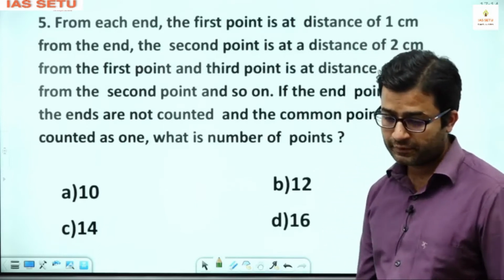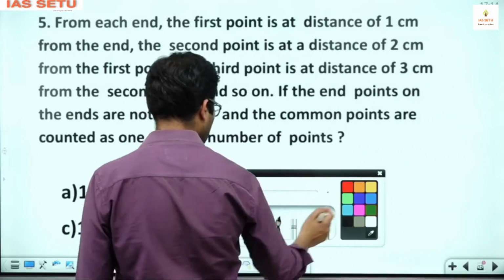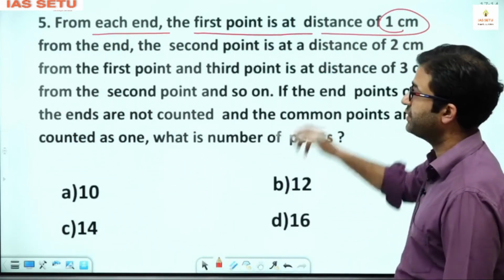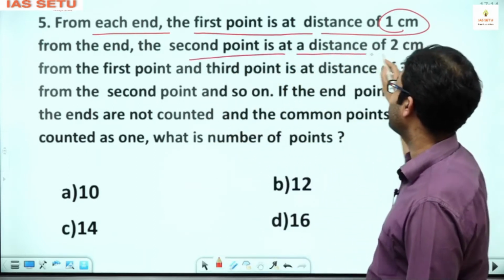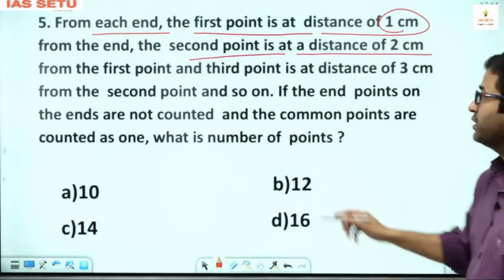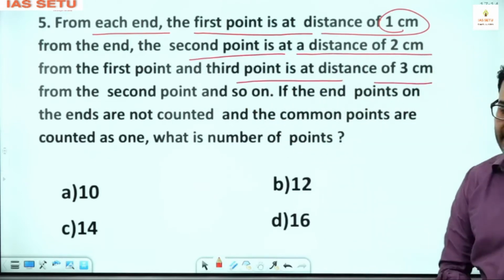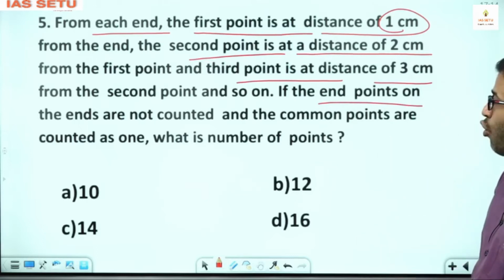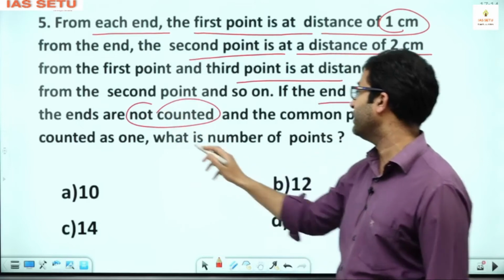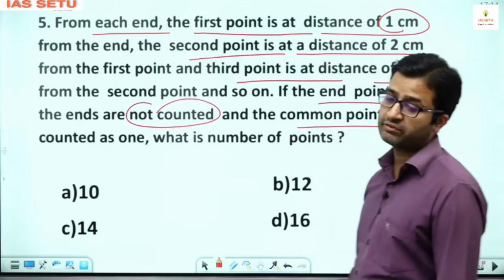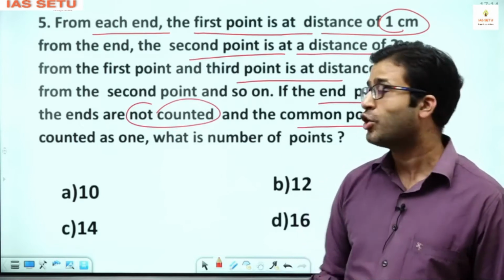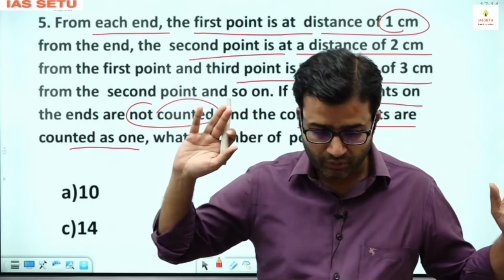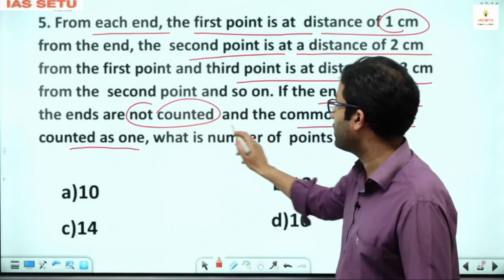Question number 5. From each end, the first point is at a distance of 1 centimeter from the end. The second point is at a distance of 2 centimeters from the first point. The third point is at a distance of 3 centimeters from the second point, and so on. If the end points are not counted and the common points are counted as one. You have to read between the lines: common points counted as one, and the end points are not counted. I will explain with the help of a diagram the number of points.